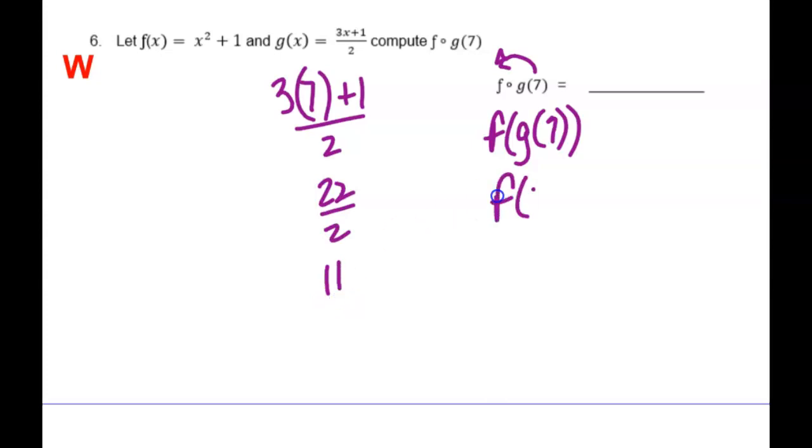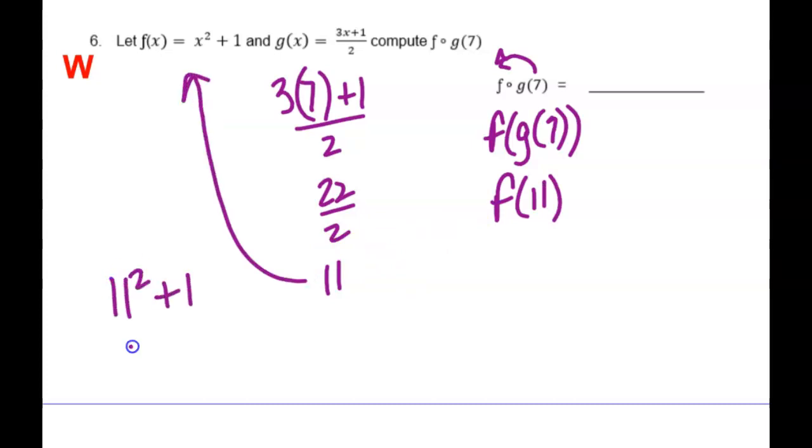And then you put that answer into F, because that's the order it said. That's 121 plus 1 is 122. Don't try to figure out an equation for anything. Just put the value in, okay? Any questions?